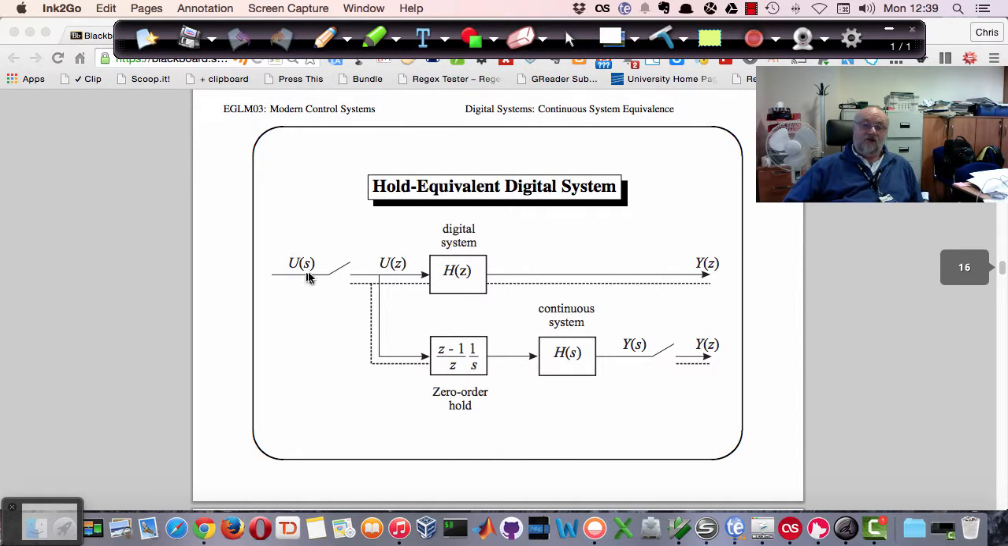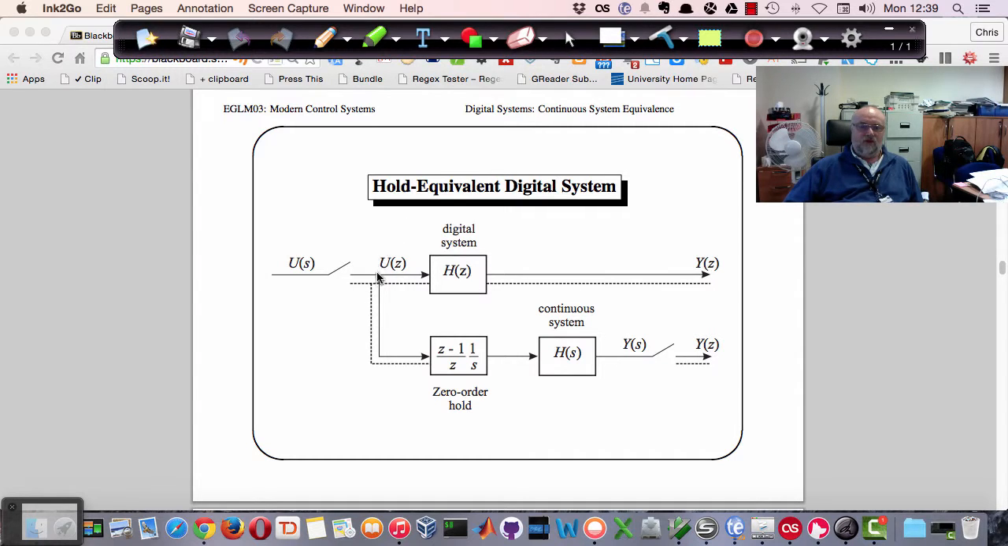So it's equivalent, really, of running the system in either of these two ways. We can take u of s and sample it to get u of z, and then we can feed u of z through h of z, and that will give us y of z. The dotted lines represent the discrete signal.